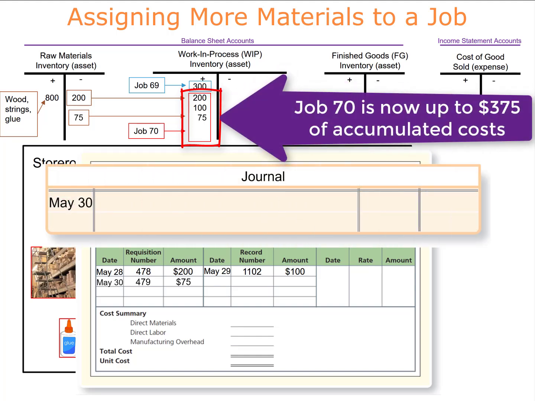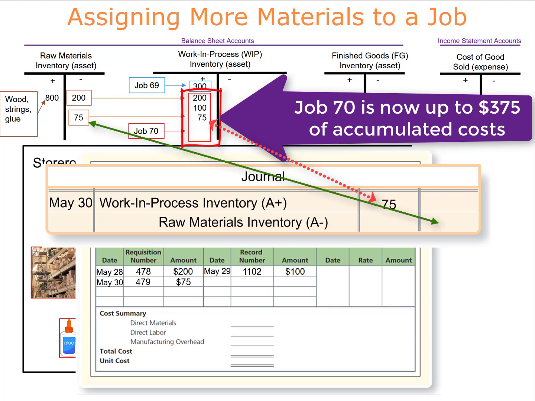Now the journal entry would be a debit to work in process for $75, and the credit account would be raw materials for $75.